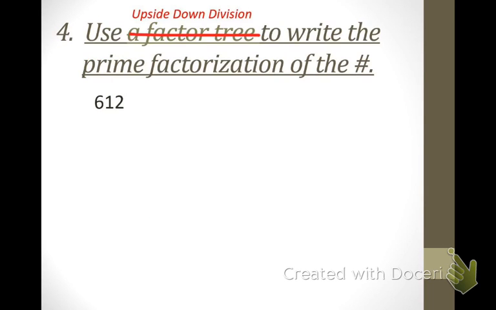Once again, tonight's homework, number 4, is going to say to use a factor tree. I do not like the way factor trees are, so I would really much prefer you just to use upside down division to write the prime factorization of the number. So let's start off with the upside down division sign. What's the smallest prime number that can go into this? 2. The number 2, okay? So use your calculators to put in 612. This just means 612 divided by 2, and what's the answer?